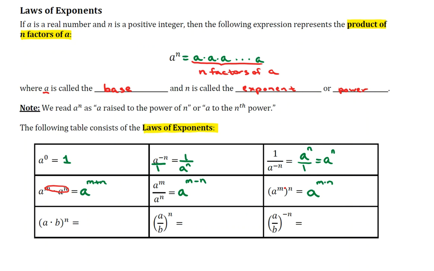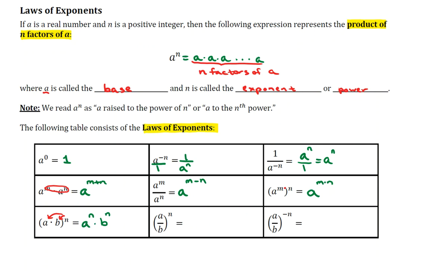If you have a product being raised to a power, then each factor in the product is going to get the power. So it kind of looks like the power of n gets distributed to each of these factors. So a to the n times b to the n.